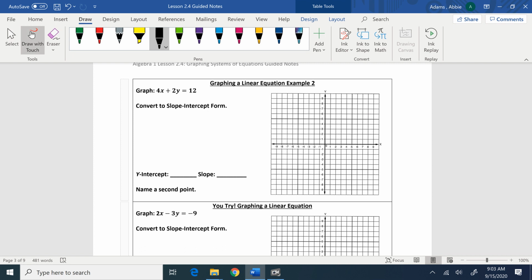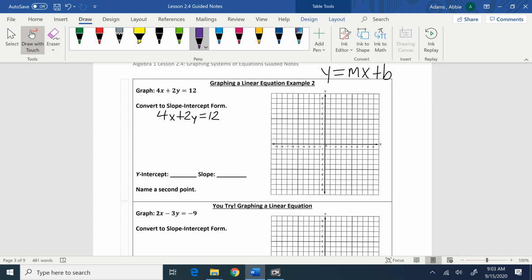Well, notice that's not in slope-intercept form, because our slope-intercept form is y equals mx plus b. So we need to put it into slope-intercept form. So we're going to use some of the different techniques that we learned in lessons 2.1 and 2.2 to solve for our y variable. So I'm going to rewrite 4x plus 2y equals 12 here.